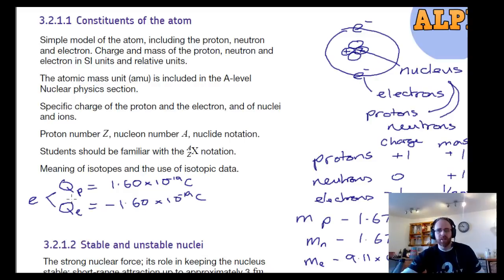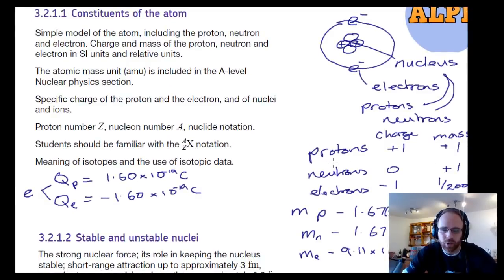So elementary charge is the same as the magnitude of the charge on an electron and the charge on a proton. So we've done the charge and the mass of the proton, neutron, and the electron in SI units. So this is the mass of the proton, neutron, electron in SI units, and the charge on the proton and the electron in SI units, and then relative charges and masses. Charge for protons +1, electron -1, mass +1 for a proton, +1 for a neutron, and 1/2000 for an electron.